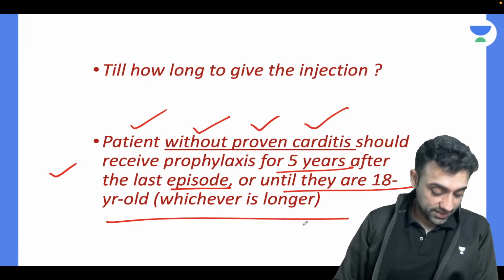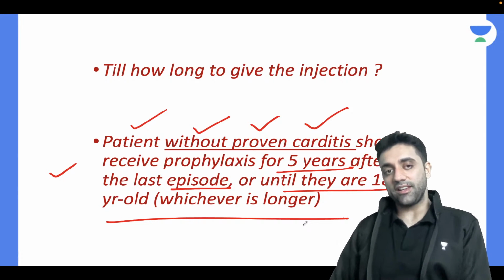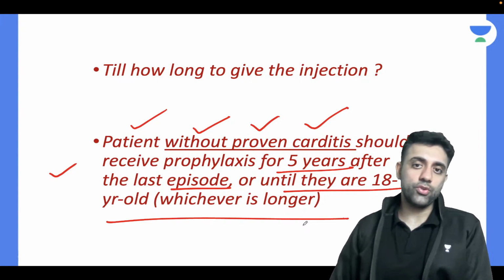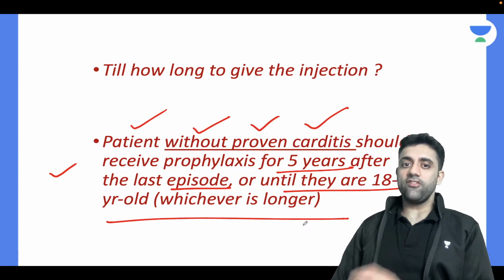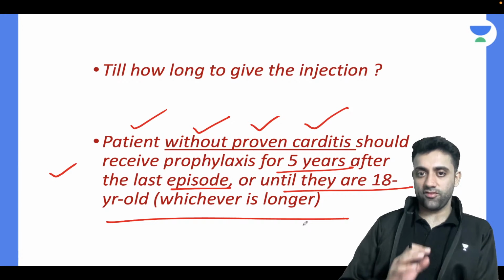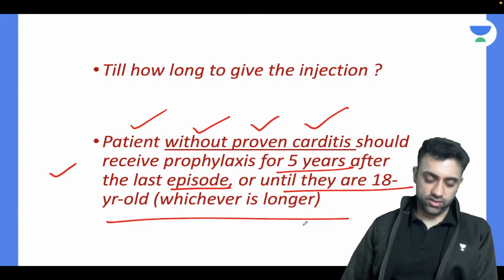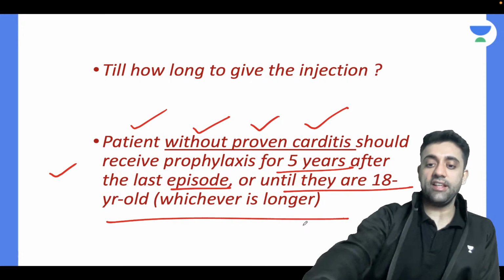Yes, Pancake says I used to do that when I was a kid. I hated school. I see, Pancake. So remember, till how long could you give this injection? Number one, for 5 years. A patient without proven carditis should receive the prophylaxis for 5 years after the last episode, or until they are 18 years of age, whichever is later.